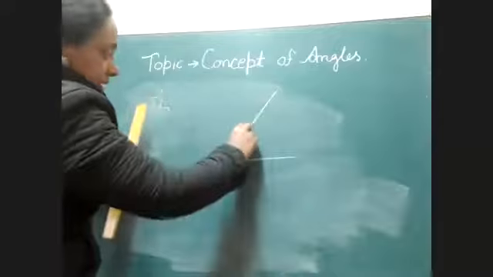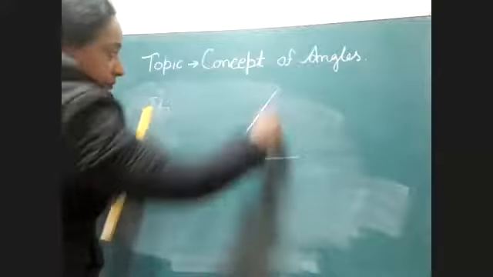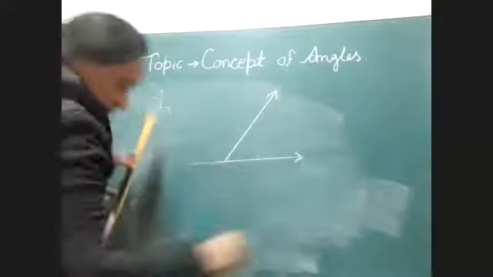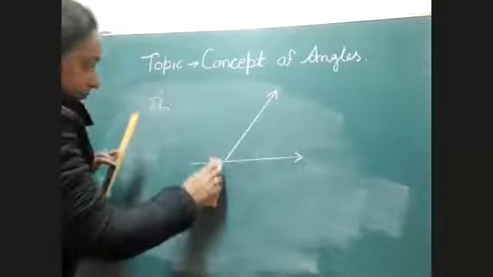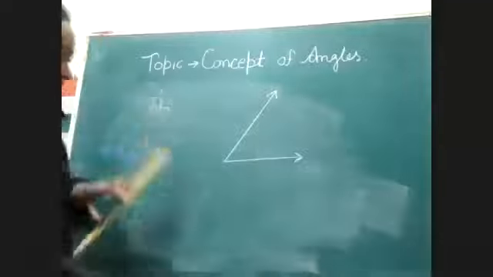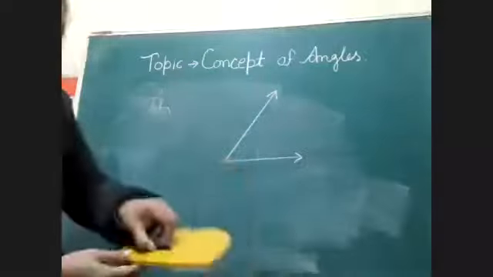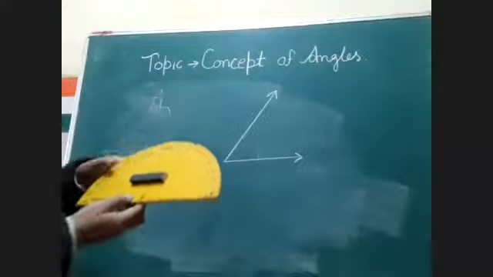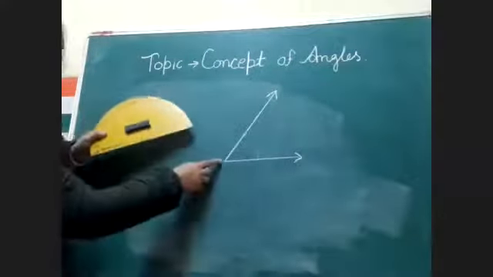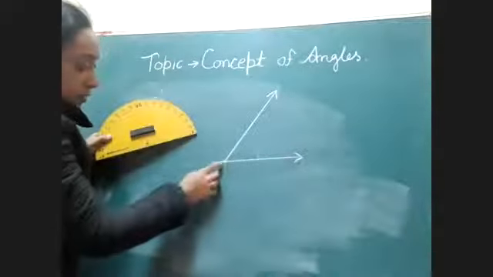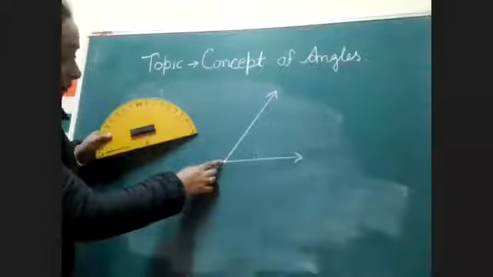So this is an angle. These are two arms of this angle. Now friends, measure this angle. We will measure this angle with the protector. First, this is the vertex of this angle.